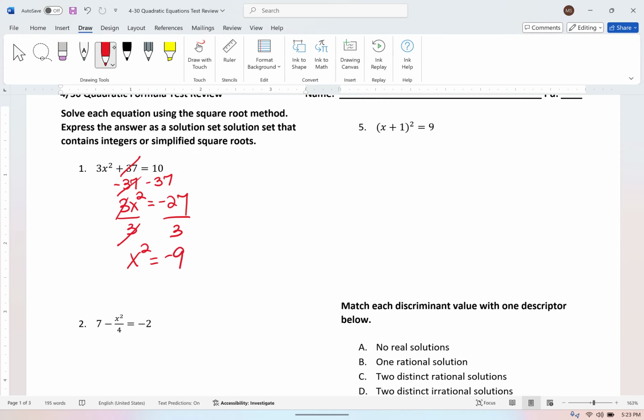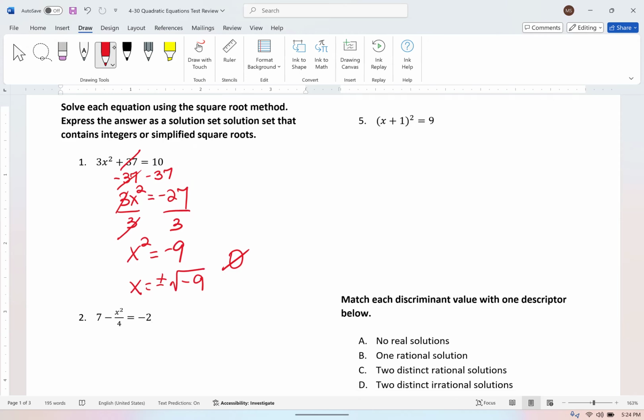Now, there's a problem here because when you square a number, you should not get a negative value. So when I get rid of the square, I would do plus or minus the square root, but we do not have the square root of negative 9. There is no such thing as the square root of negative 9, so that is no solution. Anytime you work these out and you get the square root of a negative, that is no solution.